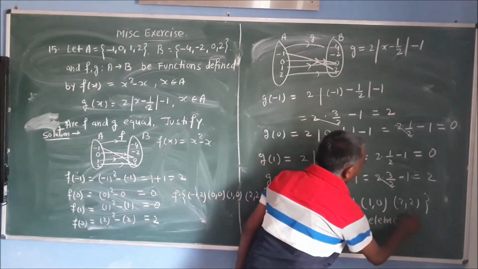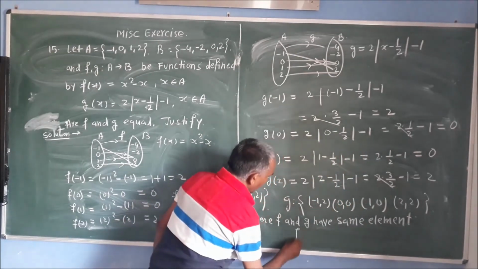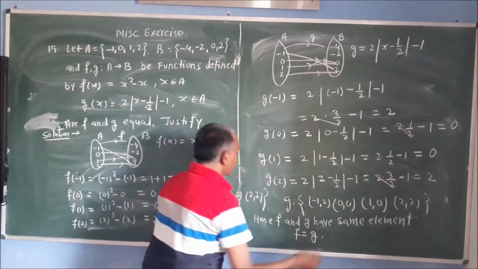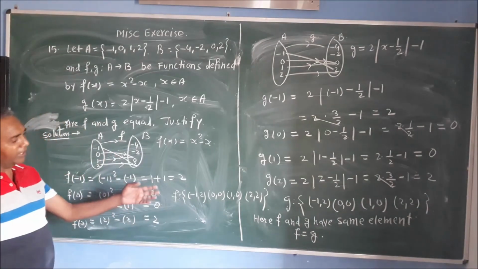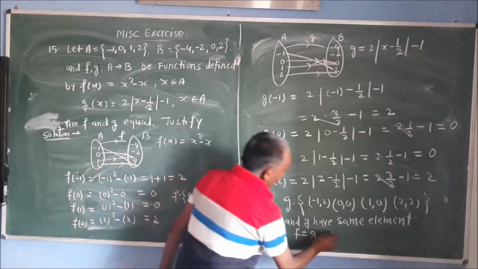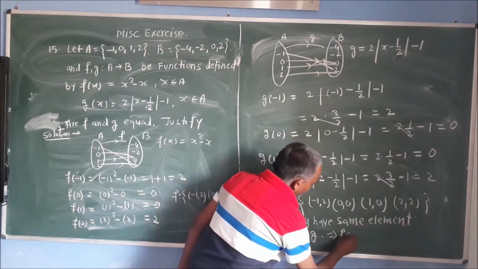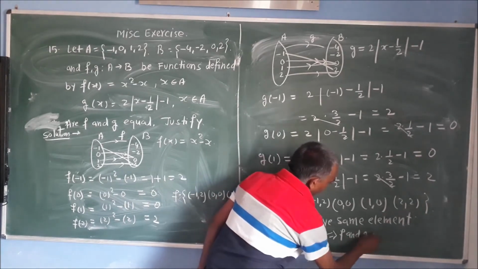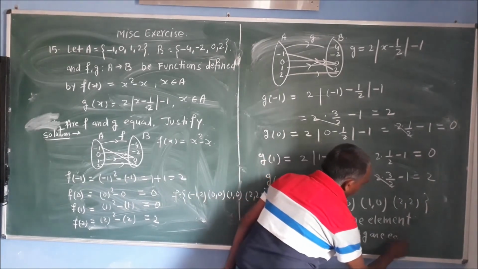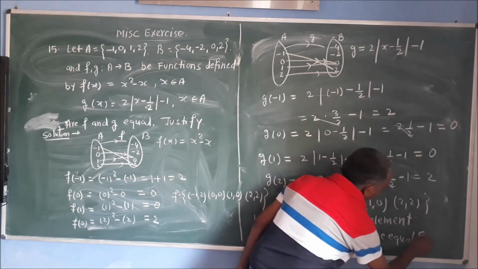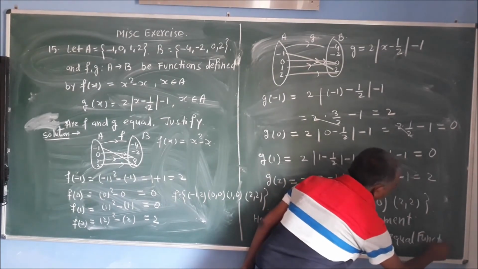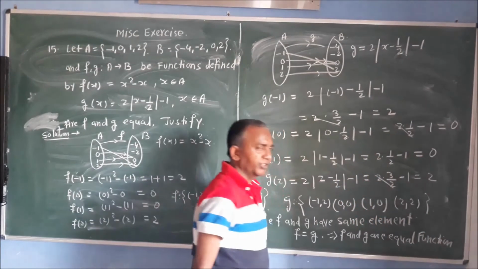That means we can say that f is equal to g. That means functions f and g are equal. This implies f and g are equal functions. Function f is equal to function g.